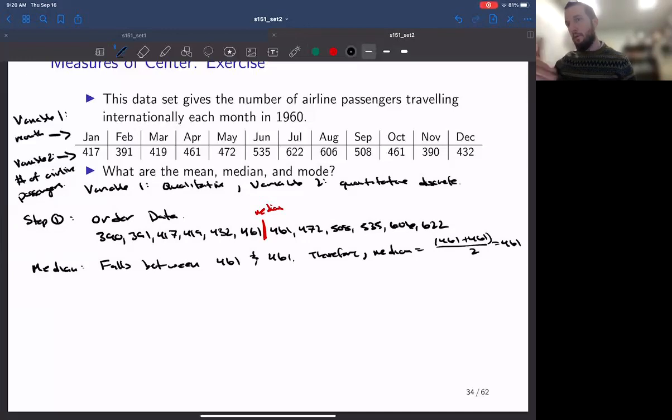And on Tuesday, we will pick up with this example, and then we will continue to talk about measures of spread. And then we'll talk about box plot construction, and we'll see how far we can get on Tuesday.